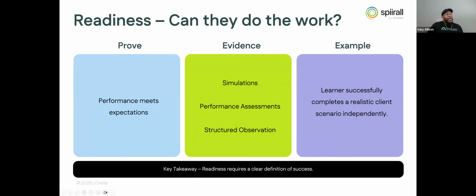So the next slide is readiness. Can they do the work? So whereas application asks, are they doing it? Readiness asks, are they doing it well? Right? So first we want to see that, did they learn? We want to see, do they still remember what they learned? We want to see, are they starting to implement the things they learned? And then we want to see, are they getting better at it?